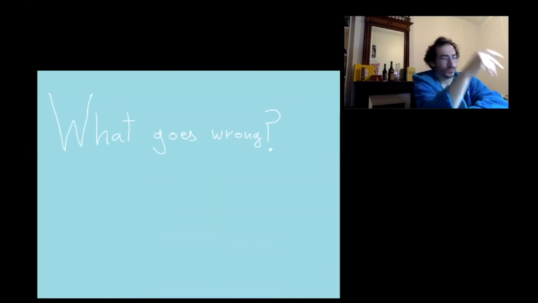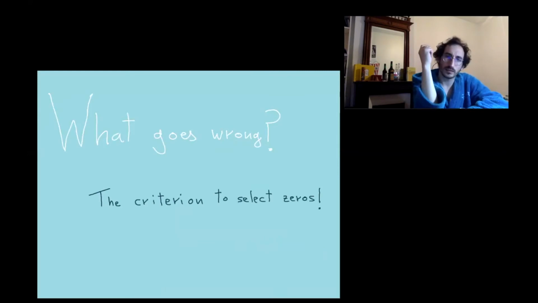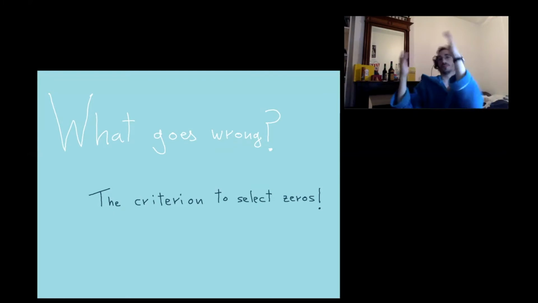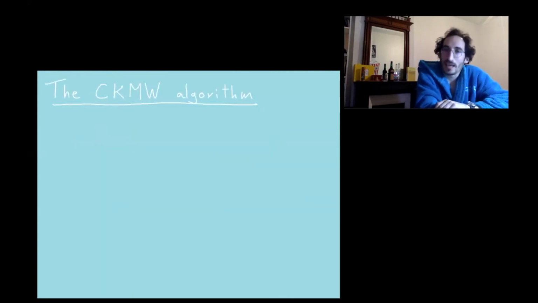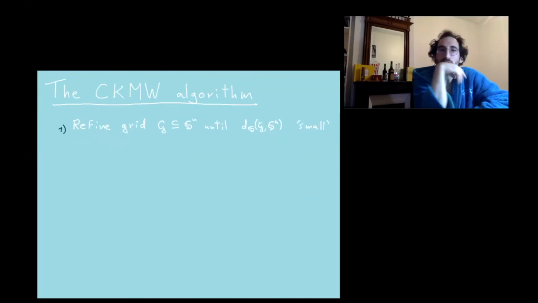So what goes wrong, as we have seen, is this square in the exponent, which is produced by the criterion to select zeros in the algorithm. So now we will go to the algorithm and look at what is inside the box. The CCMW algorithm starts by refining the grid until the Hausdorff distance between the grid and the sphere is small.